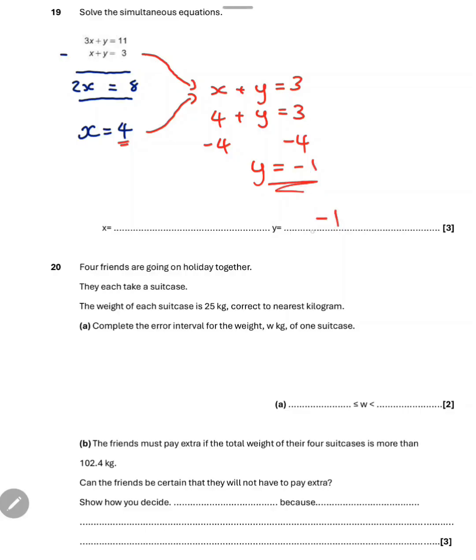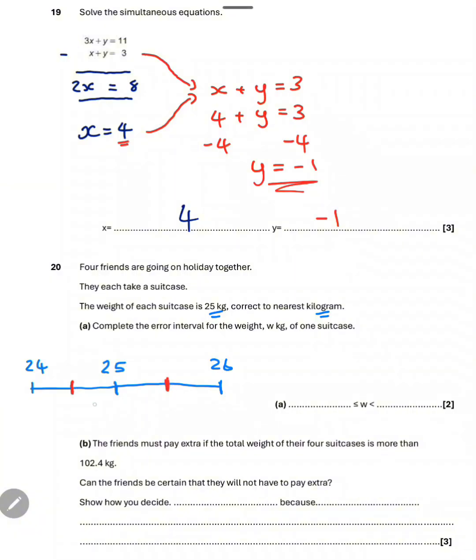So I know y is -1 and x is 4. Question 20, we've got 4 mates going on holiday and they've all got a suitcase which is 25 kilograms to the nearest kilogram. Whenever you've got some numbers that have been rounded already, you're looking at this weird bounds type question. So we've got 25 kilograms. We're going to go up to 26 kilograms and down to 24 kilograms. And what I'm looking for is this middle zone.